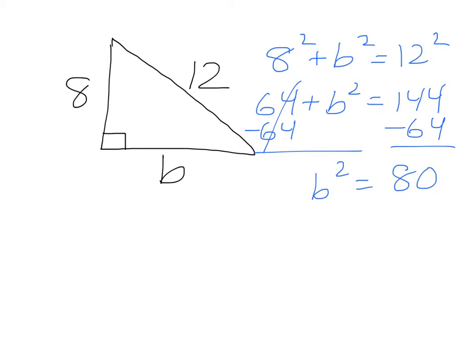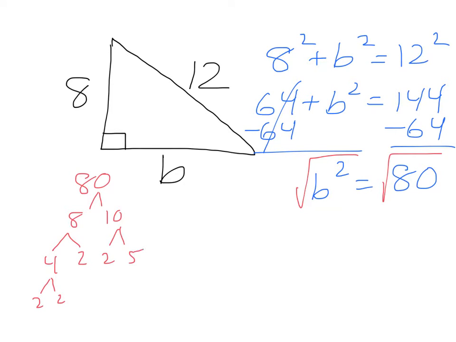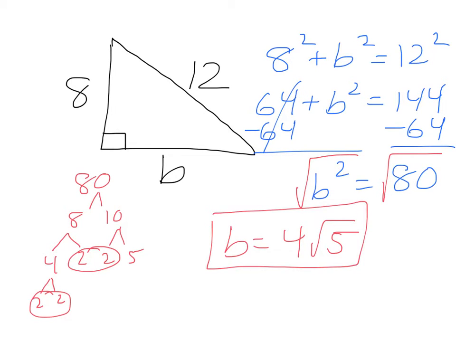Now what do I do? Square root of both sides. So let's see, 80 is going to be 8 and 10. 8 is 4 and 2, which is 2 and 2. 10 is 2 and 5. And by the way, I can read my square root just from my factor tree. A pair of 2's and a 5. So I get 4 root 5. b is equal to 4 root 5. How many people got that? Awesome. Great. So that is how we use the Pythagorean theorem.